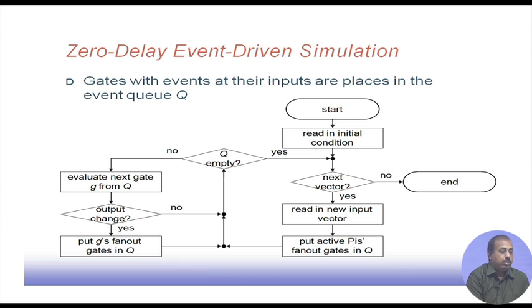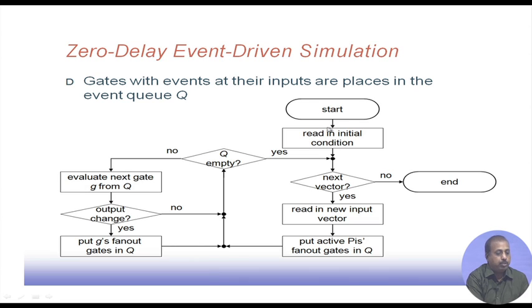Now, there is the question of delay. It may so happen that these gates have delays, and these delays are to be taken care of. If there is a 0 delay, we assume that whenever some event occurs at the input of a gate, the output is computed immediately. In this case it is simple because we do not have to wait for anything.